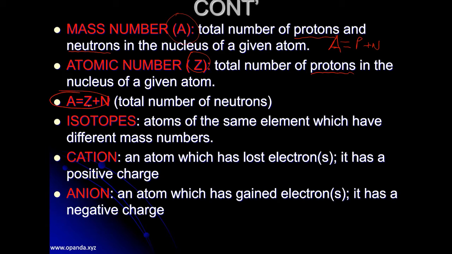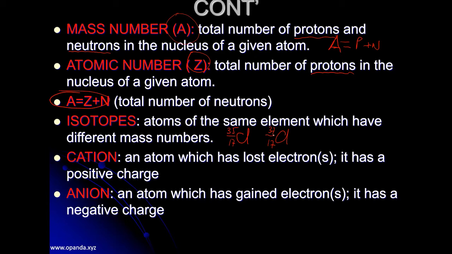You add the atomic number to the number of neutrons, or simply the number of protons and the number of neutrons. What are isotopes? Atoms of the same element which have different mass numbers are called isotopes. Here we can give the example of chlorine 35 and chlorine 37. They have different masses. This one has an atomic number of 17, and here the mass is 35, but here the mass is 37. So these are two isotopes of chlorine.